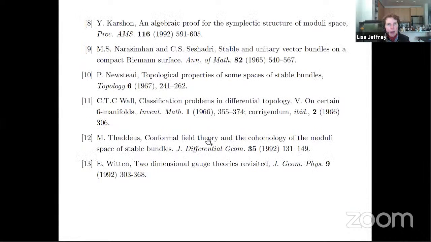Finally, Narasimhan-Seshadri's paper was fundamental to Atiyah and Bott's paper. And these were the papers of Newstead and Wall. This is the paper I mentioned of Thaddeus. And Edward Witten's paper was fundamental to finding the intersection pairings. And this was the main ingredient in my work with Francis Cohen.